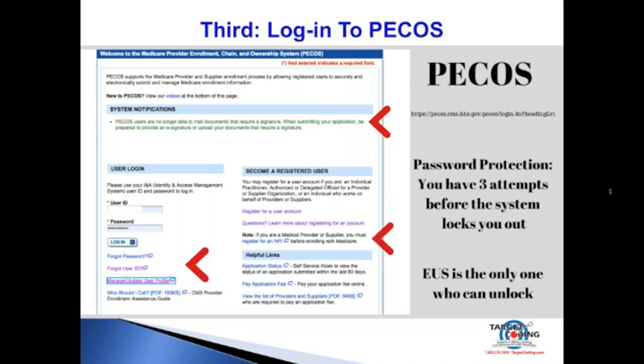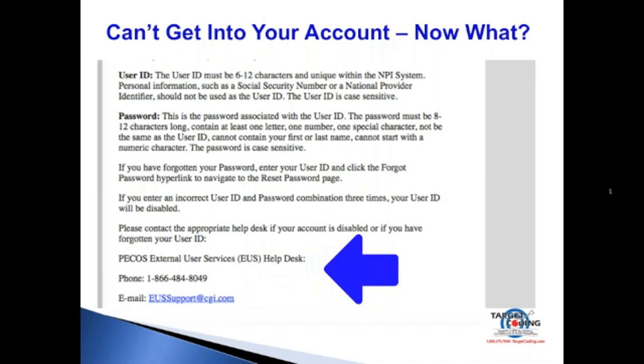If you've never used this, you can register yourself, but remember that you need an INA account to even get into this, to start the PECOS process, and you need an NPI number. If for some reason you believe at some point someone started an NPI account for you and you have a username and password for the NPI system for NPPES, but you don't know what it is, you can contact PECOS External User Services for assistance.